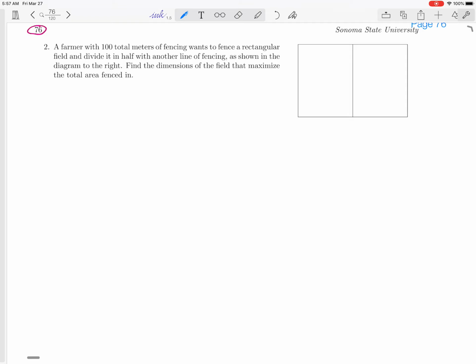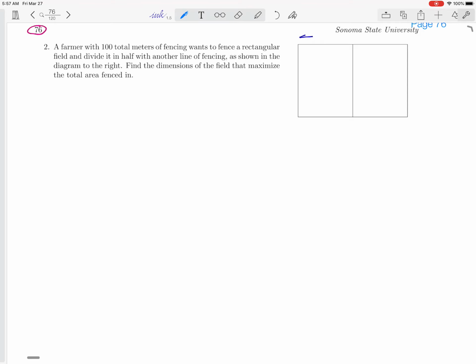So we've got a farmer again with a certain amount of fencing, 100 total meters in this case. And this time we want to fence a field that has a rectangular area, but then add another line of fencing to divide the field in half. You can kind of see that in the picture over here to the right.